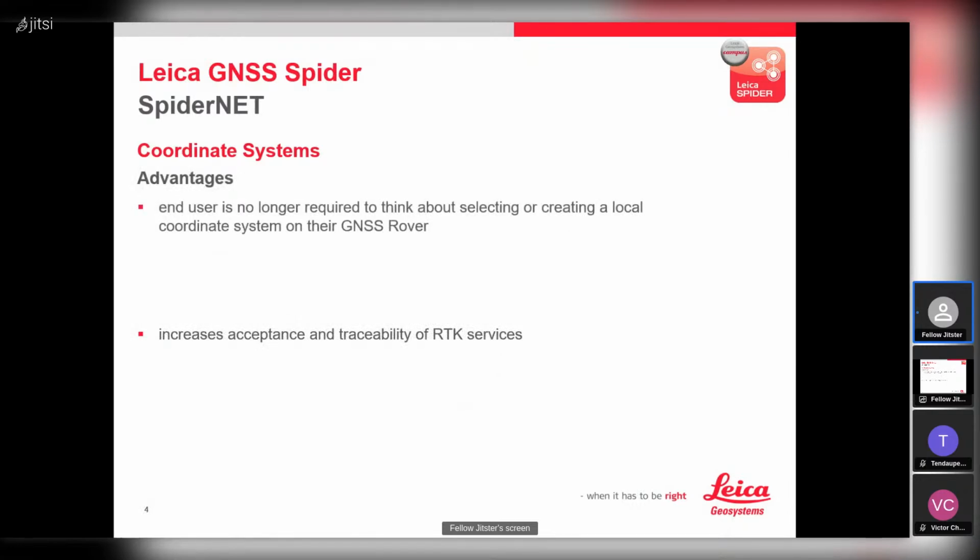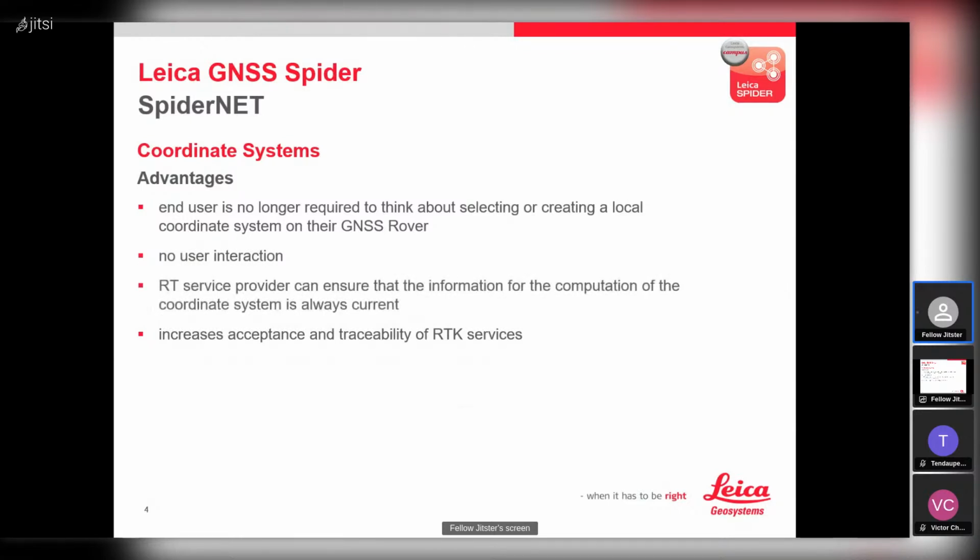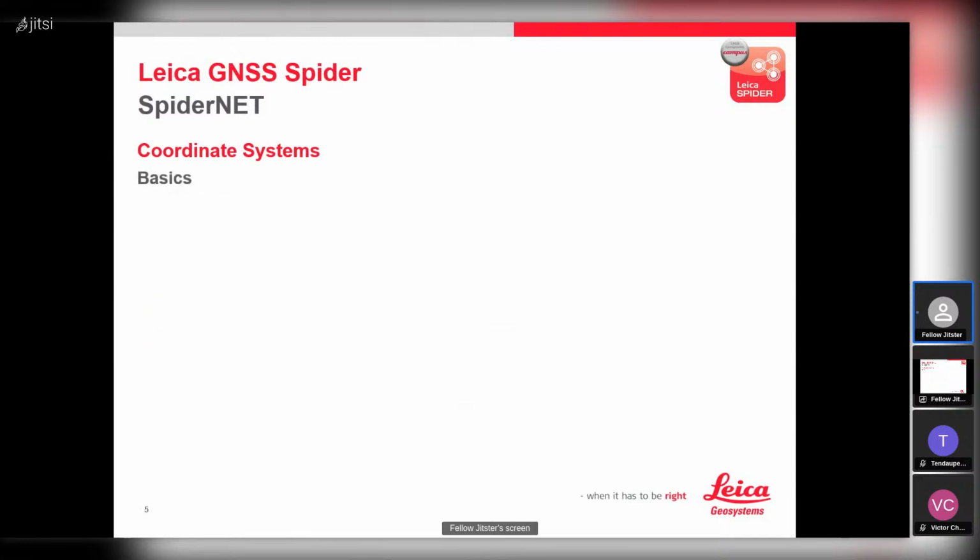The advantage of doing it in Spider is that the end user doesn't need to care about control points, measurements on the control points, and computing local transformation models. If you can define one global transformation for the whole country, this can be distributed directly from SpiderNet, which means that there is no interaction from the end user. The system will be applied automatically. This is the big advantage: basically, the end user doesn't have to do anything.